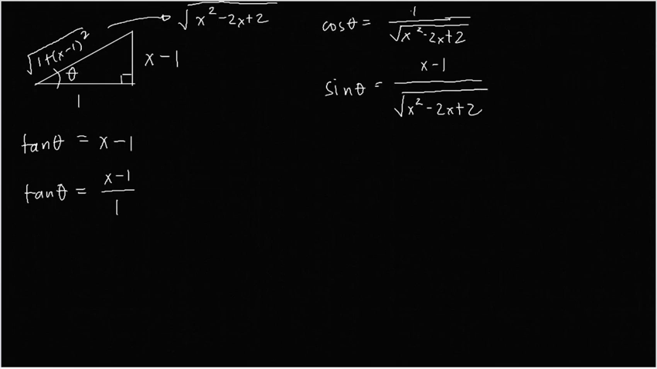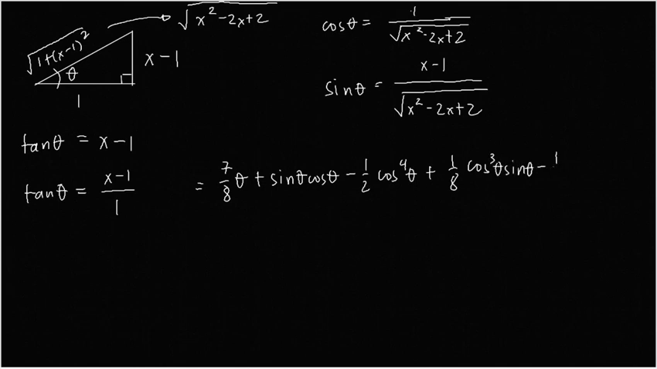So, substitute natin siya rin sa ating mga nakuha values kanina. We have 7 over 8 theta plus sine of theta, cosine of theta, minus 1/2 cosine to the 4th power of theta, plus 1 over 8 cosine cube of theta, sine of theta, minus 1 over 8 times sine cube of theta, cosine of theta, plus c. So, our theta is actually equal to what? Arctangent of x minus 1. So, ilalagay natin siya rito.